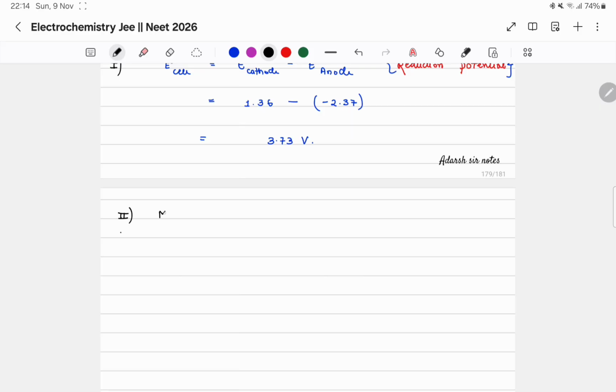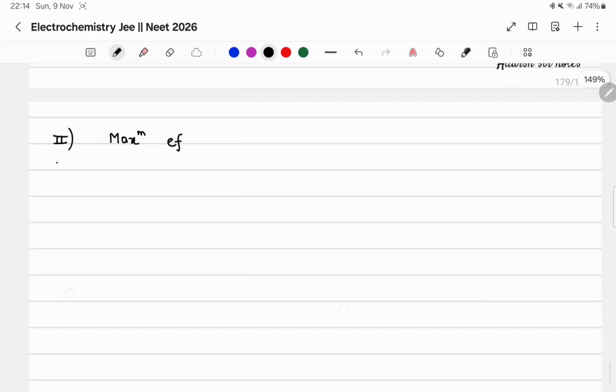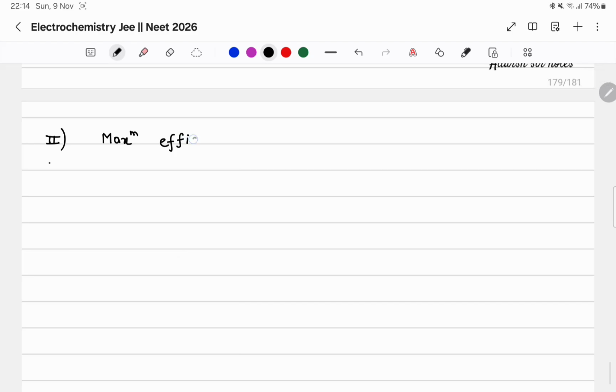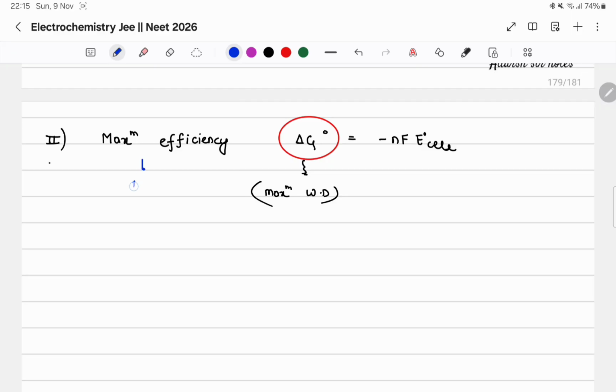Second part, if we talk about maximum efficiency, what? Maximum efficiency formula is delta G naught is equal to minus nFE naught. Now see, this minus delta G naught, what is it representing? Maximum work done. In a question, whenever they are representing maximum work done, you need to understand the examiner is asking about delta G naught. So how much will the maximum efficiency be? 100%, right?